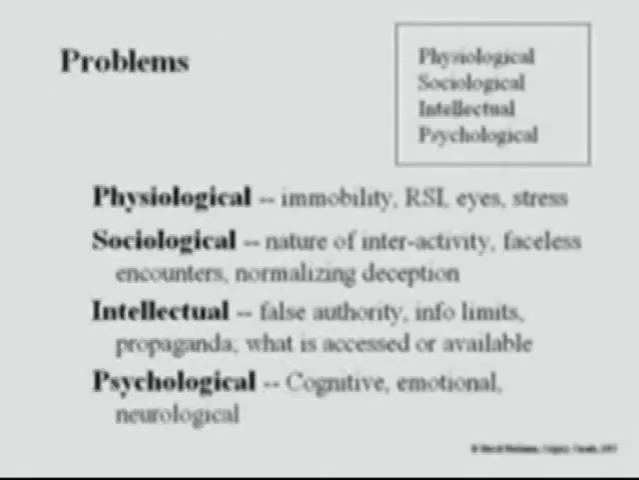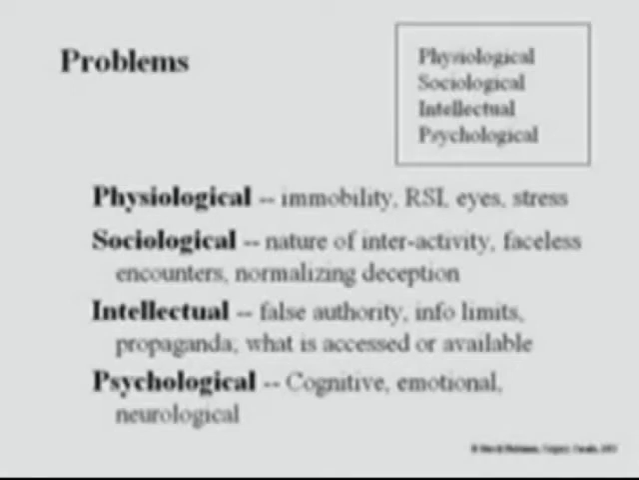So here I've tried to correlate the problems into 4 areas. The physiological, which is mostly about immobility. You have Grieg and the Dietz research in pediatrics, and Tucker on obesity and movement, repetitive strain injuries, eyes, and the stress that comes from there.